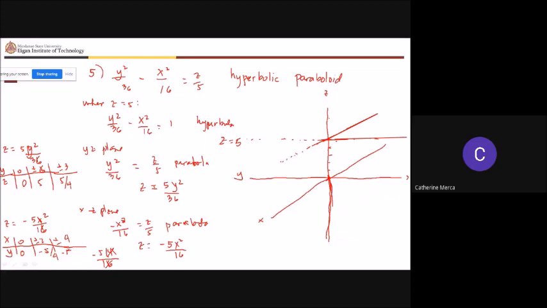Let's draw an auxiliary rectangle. 1, 2, 3, 4, 5, 6. Then 1, 2, 3, 4, 5, 6. Then the other one, x is 4. So 4, 1, 2, 3, 4. Then you have your 1, 2, 3, 4. I draw the auxiliary rectangle.